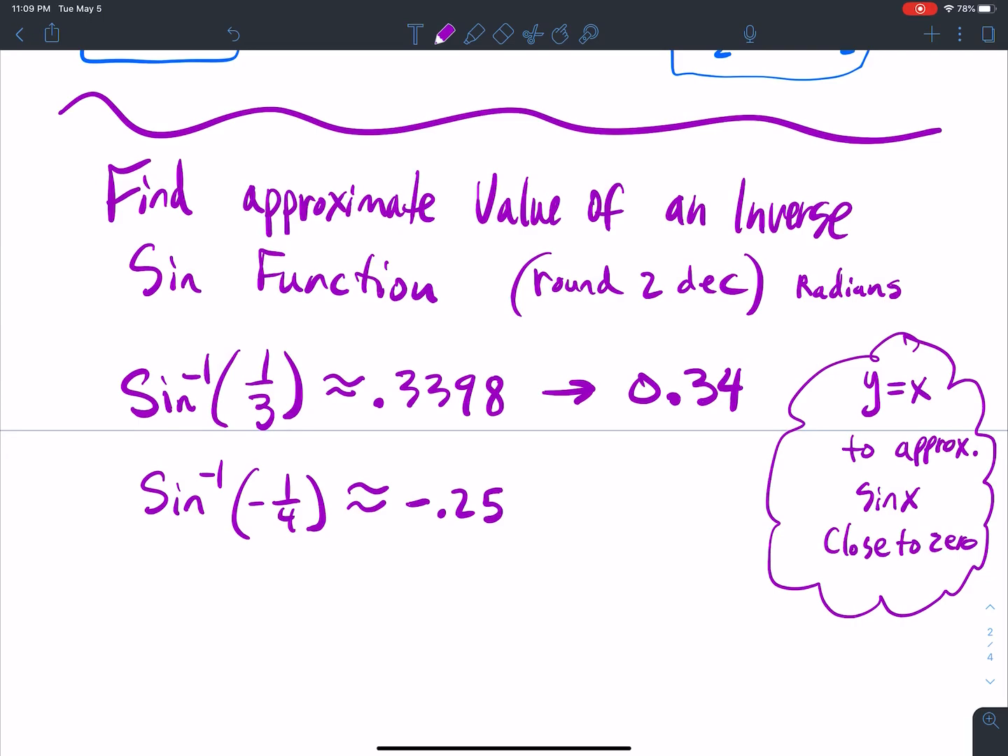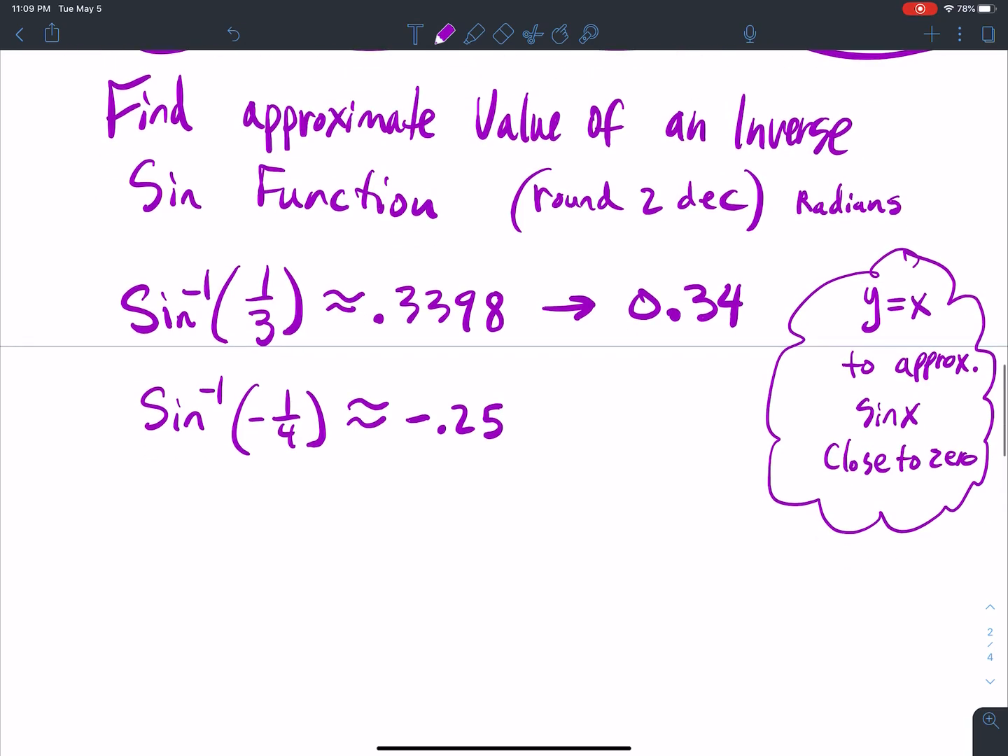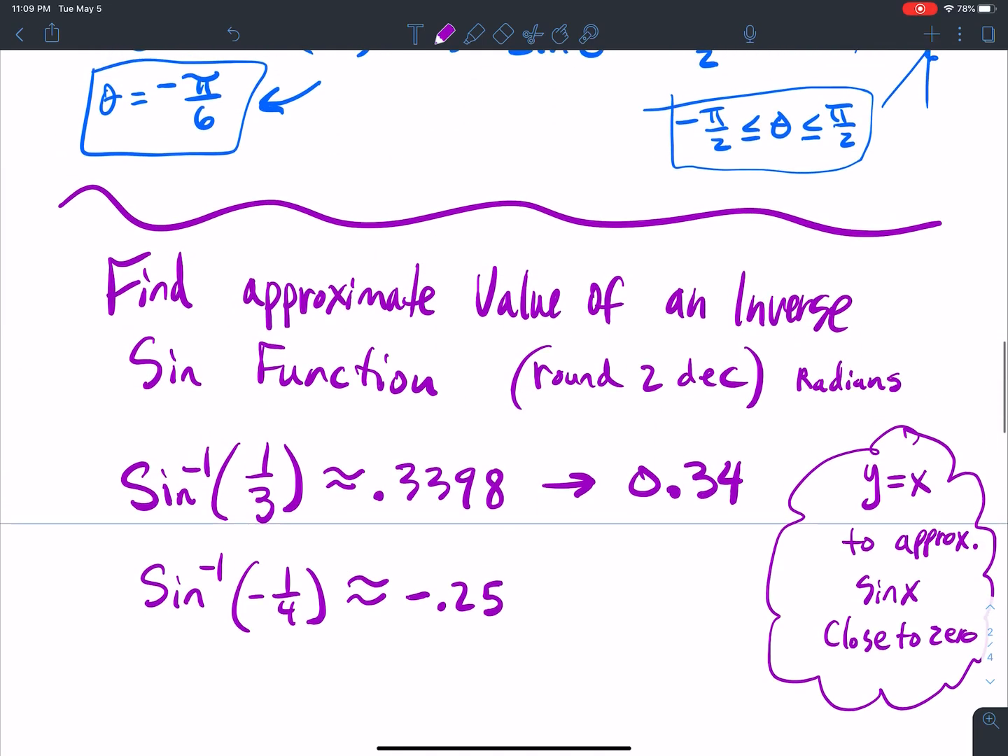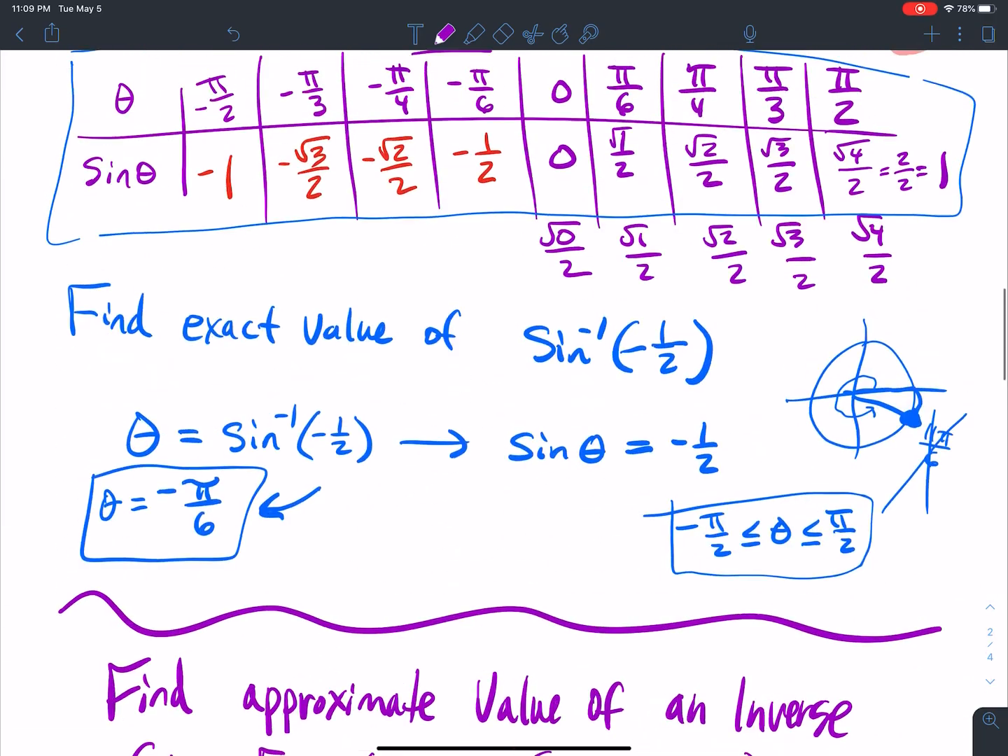All right. The use of different properties, we'll jump into that in a different video, but hopefully this gives you an idea of finding approximate and exact values for the arcsine function.